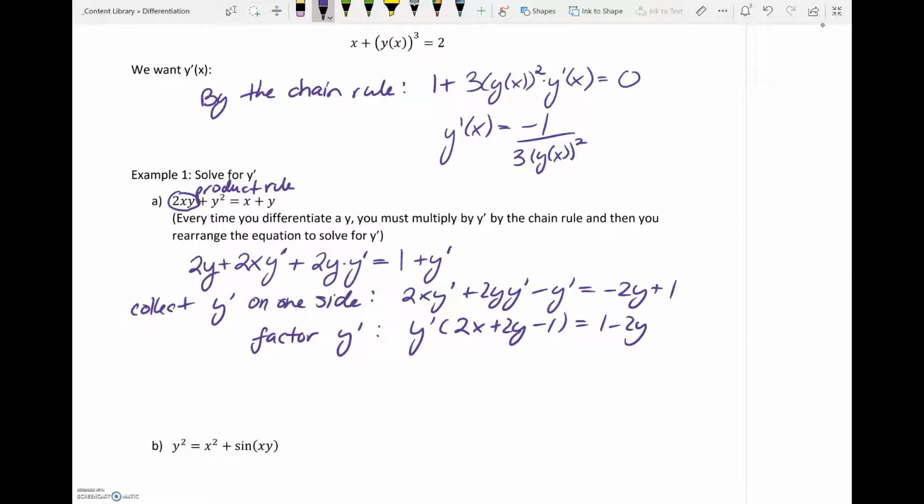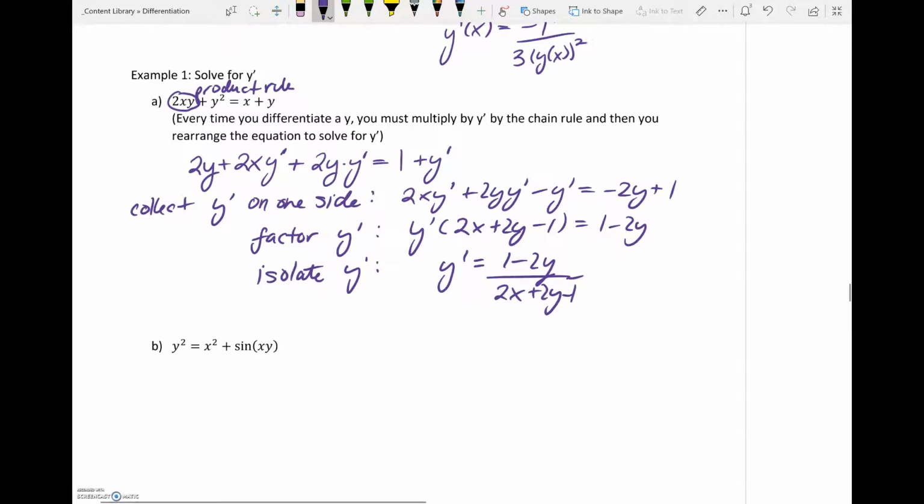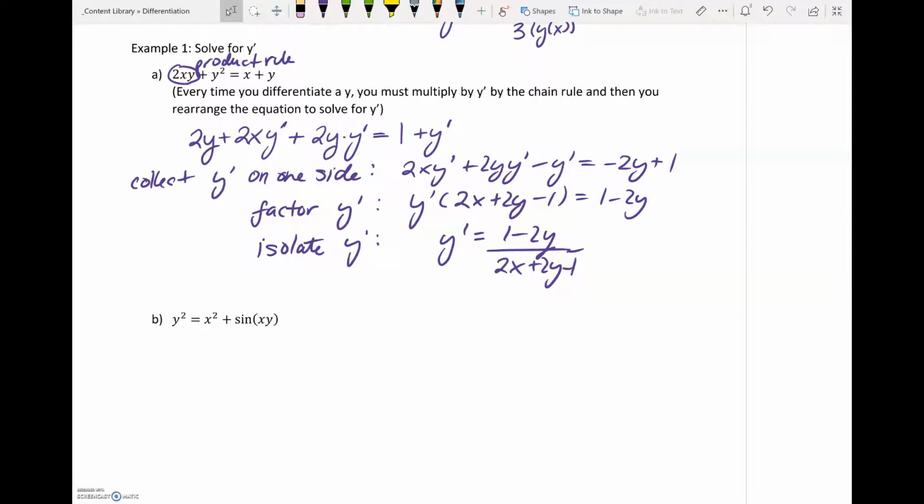And then now we want to isolate y prime. So y prime is 1 minus 2y all over 2x plus 2y minus 1, and then we're done. So we found y prime, and our answer is in terms of x and y, and that's okay. Let's try another one. So our first step is to differentiate every single term in here.